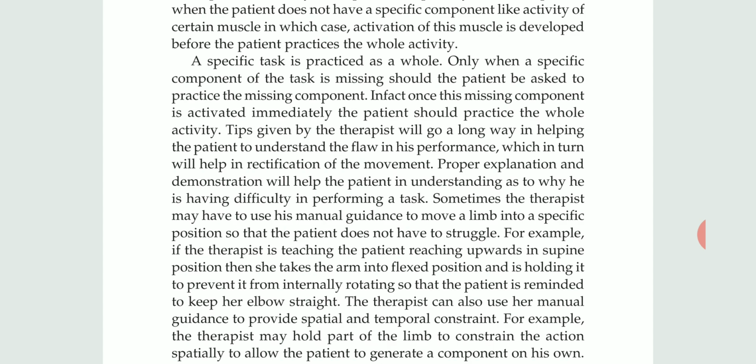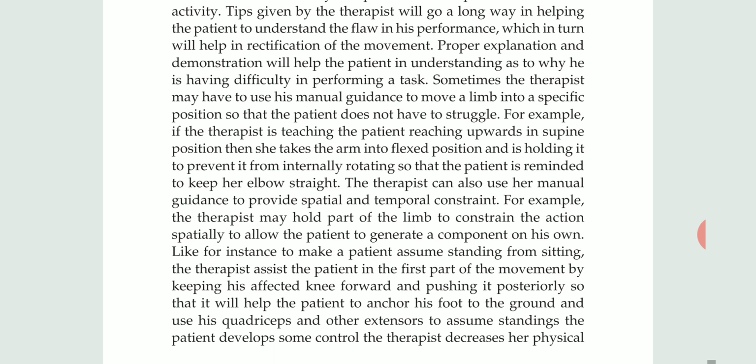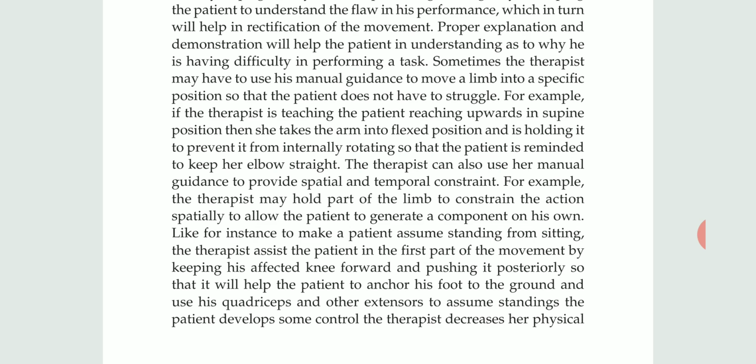For example, if the therapist is teaching the patient reaching upwards in supine position, then she takes the arm into a flexed position and holds it to prevent it from internally rotating, so that the patient is reminded to keep her elbow straight. The therapist can also use her manual guidance to provide spatial and temporal constraint. For example, the therapist may hold part of the limb to constrain the action spatially to allow the patient to generate a component on his own.